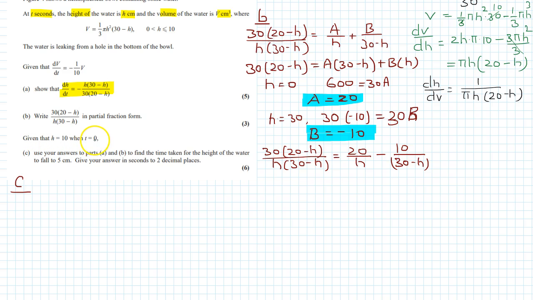Given that h is equal to 10 when t is equal to 0, use your answer to part A and part B to find the time taken for the height of the water to fall to 5 centimeters. Give your answer in seconds to 2 decimal places. We have to find the time taken for the height of the water to fall to 5 centimeters. h is 5 centimeters.